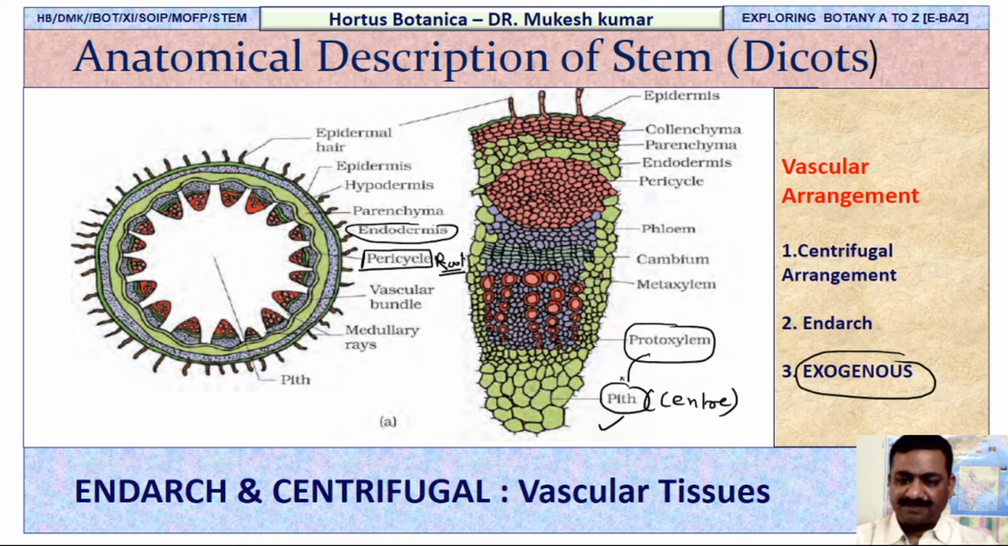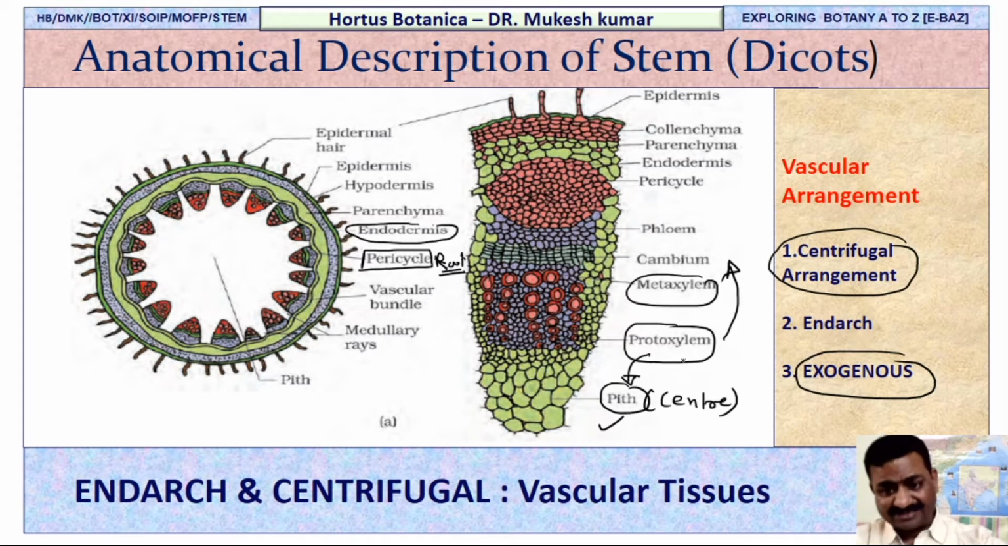So this protoxylem lies towards the pith, while this metaxylem is outside of this very center. That's why it is called centrifugal arrangement: protoxylem inside, metaxylem outside, just unlike the stem. So it is not exarch, rather it is only endarch.